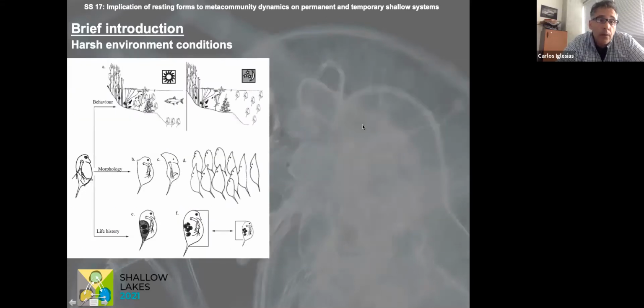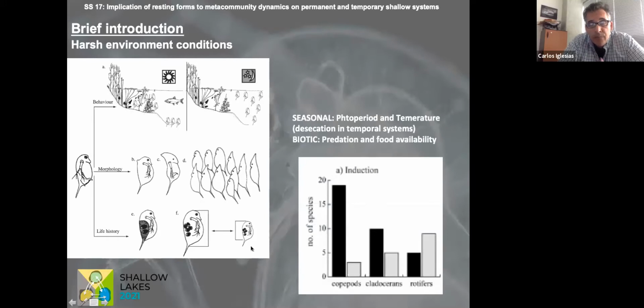We are talking about harsh environmental conditions, so plankton displays several different ways to cope with that. There are behavioral responses, morphology, but also they alter their life history and produce these resistance stages. This is triggered by photoperiod, temperature, desiccation in temporary systems. We can call that seasonal triggers, but also by biotic conditions like predation or the scarcity of food.